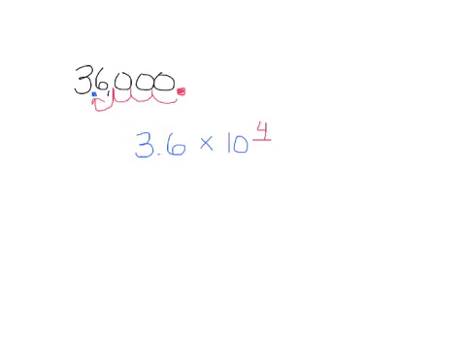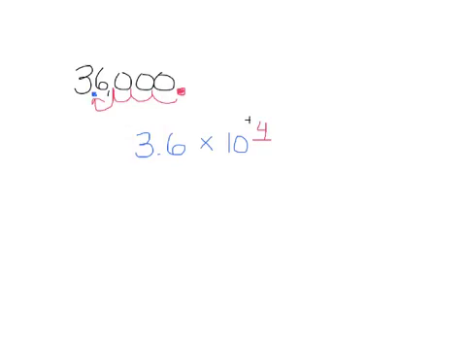Once I get the numerical value, my job is to figure out, is this exponent going to be positive? Is it going to be negative? Well, if I'm dealing with 36,000, I'm dealing with a large value, a value greater than 1, so I know that this exponent will need to be positive.